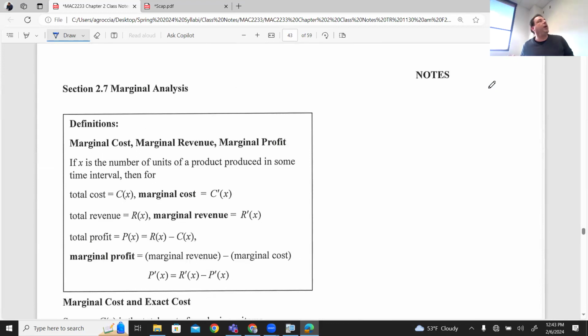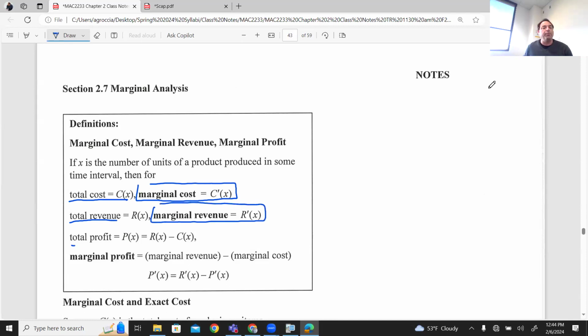Okay. Now, 2.7, we're not doing 2.6. 2.7 is marginal analysis. Bottom line, it's the word problems. This whole section is word problems. And what do I mean? Well, we've spent time on cost. The derivative of cost is called marginal cost. Notice it has that little prime, little apostrophe. We've done revenue. The derivative of revenue is marginal revenue. We've done profit. The derivative of profit is marginal profit.